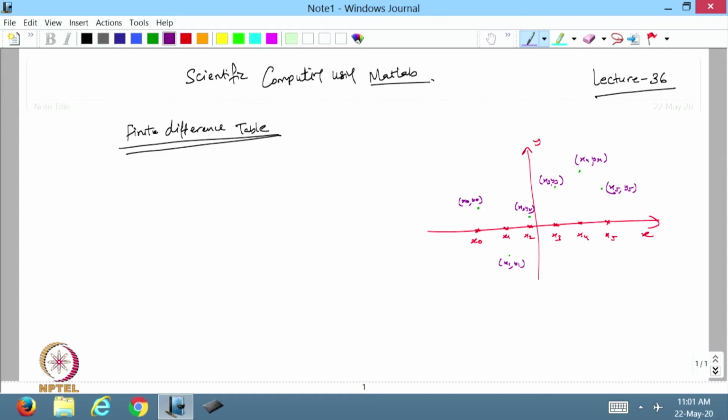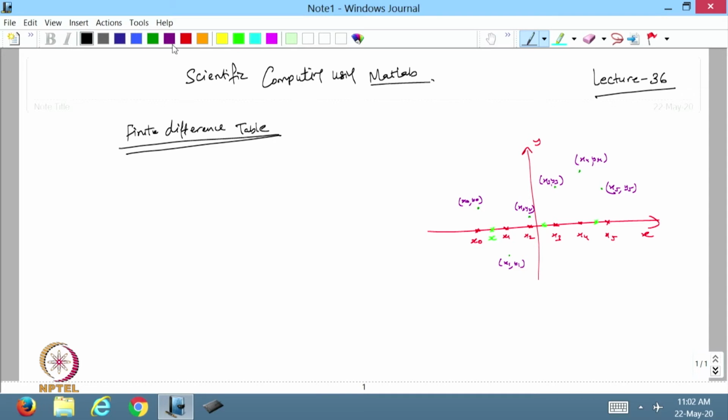All these points are given to us. Now, somebody asks me that I want to approximate the value at this point, that is, I want to find the approximate value of the given function for some x lying here or some x in between. So, everything depends upon where you want to approximate the value of the function. For a given x we will make the finite difference table.